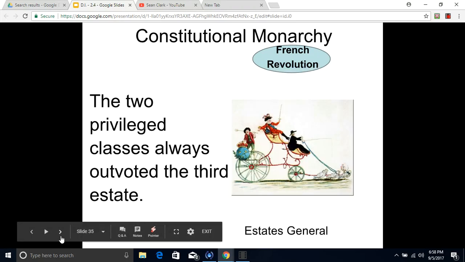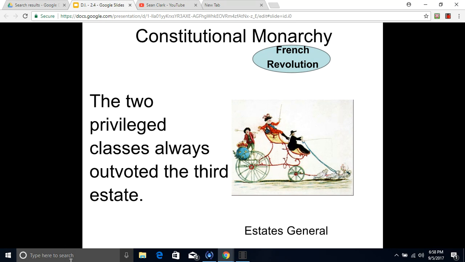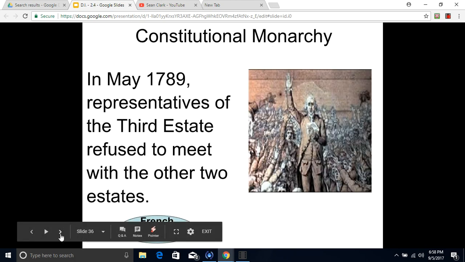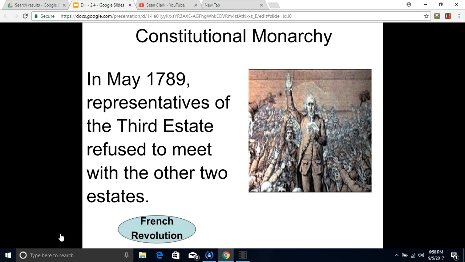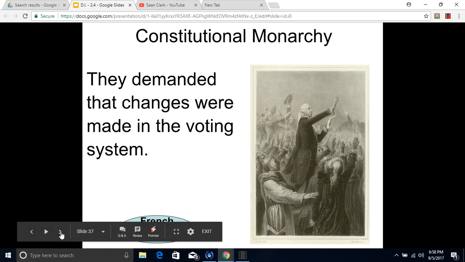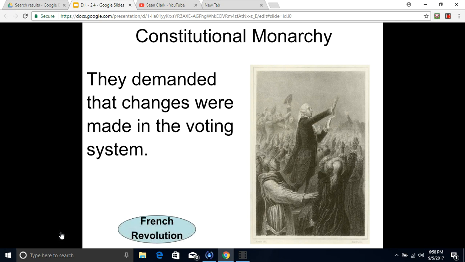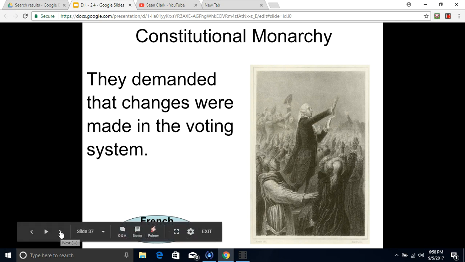Under this system, the privileged classes always outvoted the third estate 2-1. Amidst this turmoil, in May of 1789, representatives of the third estate refused to meet with the other 2 estates. They demanded that changes be made in the system of voting, which gave the rich an advantage.